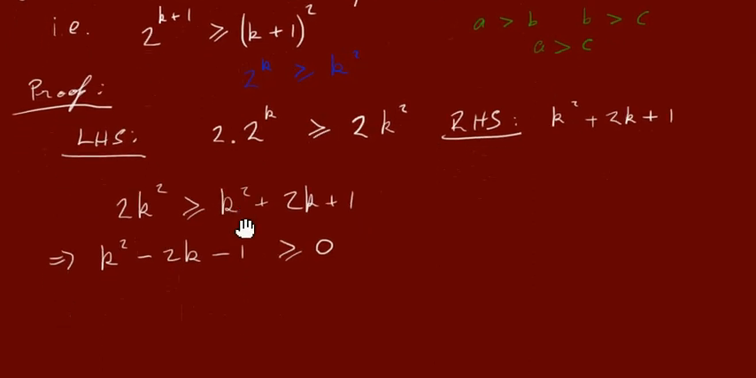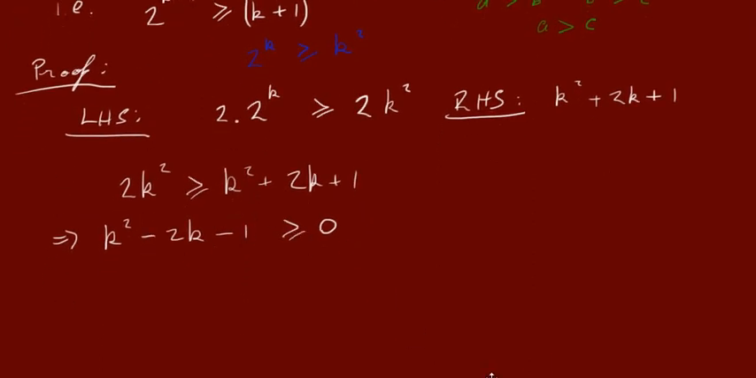Now, if I can show that this is true for k, then I'll have proven my k plus 1 proposition here. So let's have a look and see if we can prove this. Well, this is a quadratic, so what I'm going to do first of all is just see where this cuts the x-axis, if you like. So I'm going to assume that it's equal to 0 first.